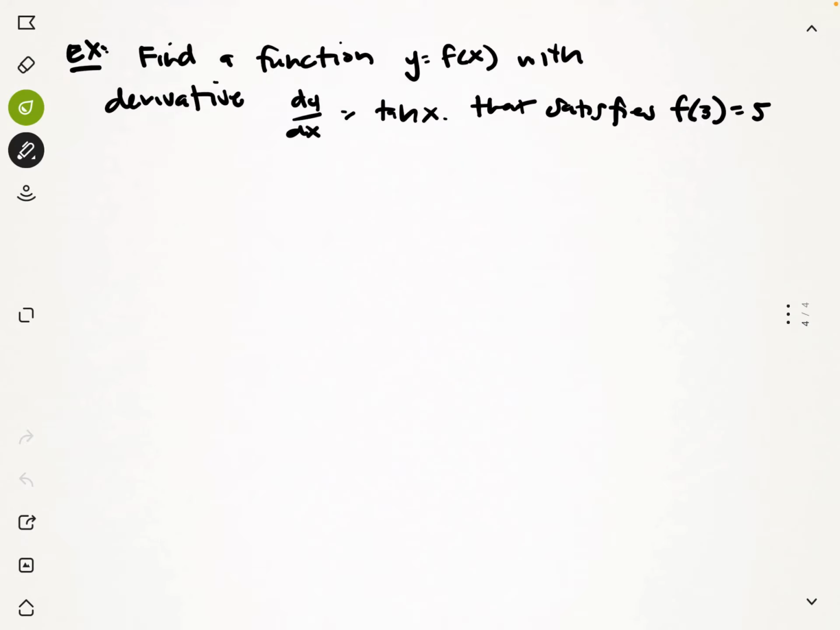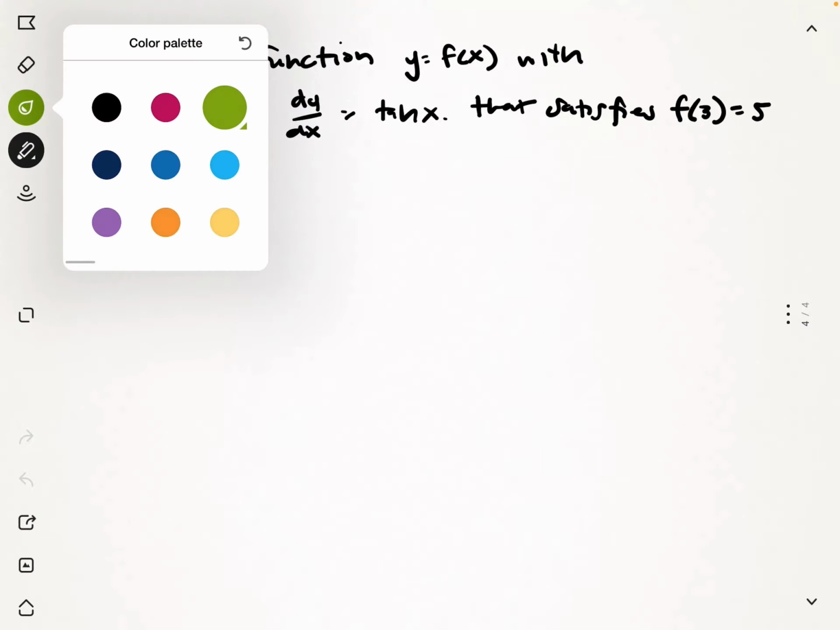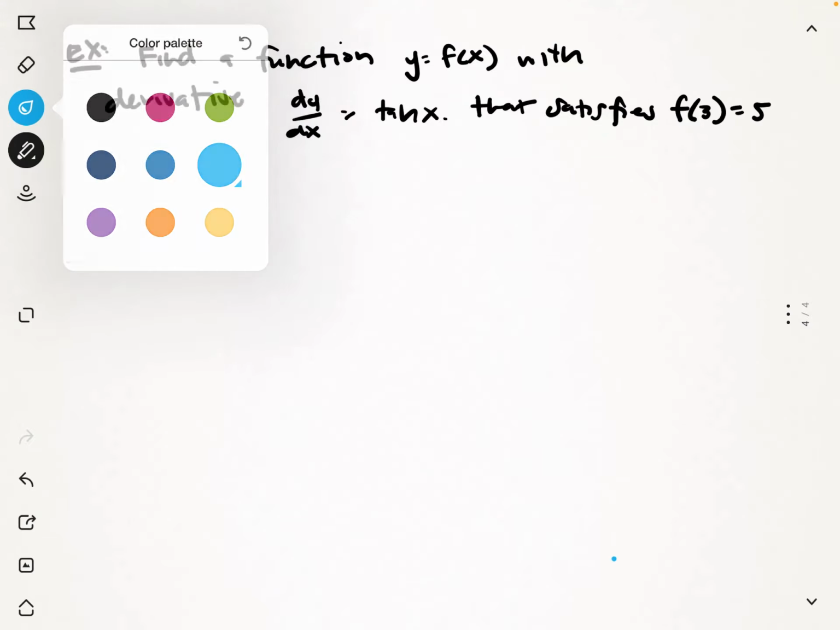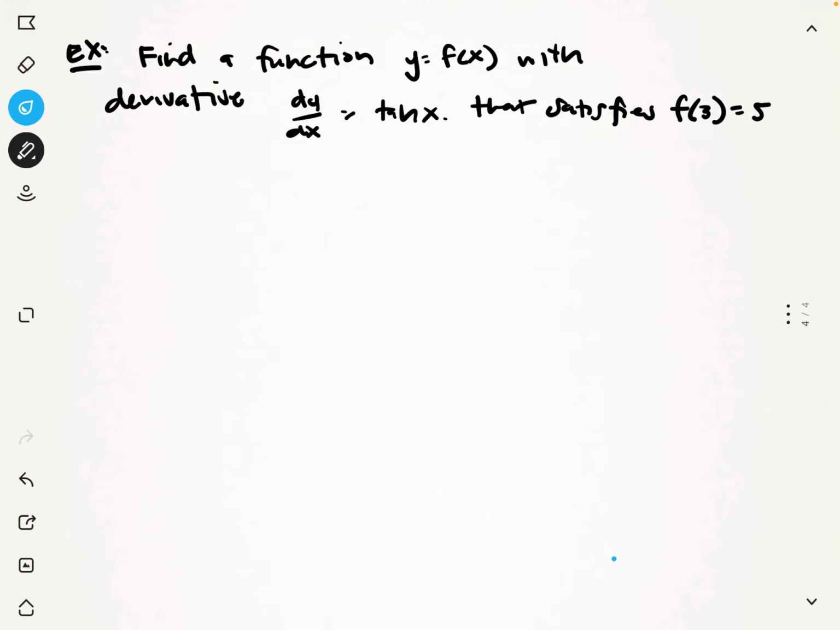Okay, and then the last one is pretty easy. So it's kind of wordy, but the execution of it is really pretty simple. So it says find the function y equals f of x with derivative dy dx equals tangent x that satisfies f of 3 equals 5.